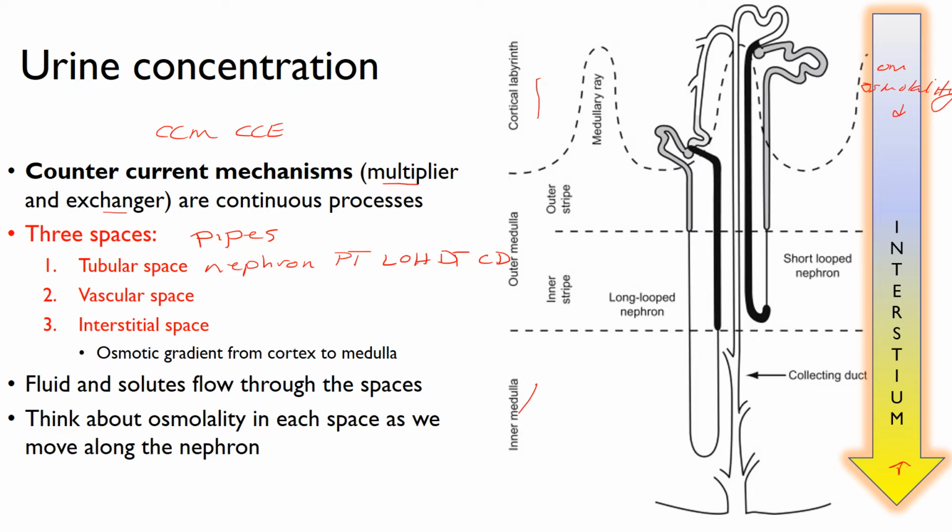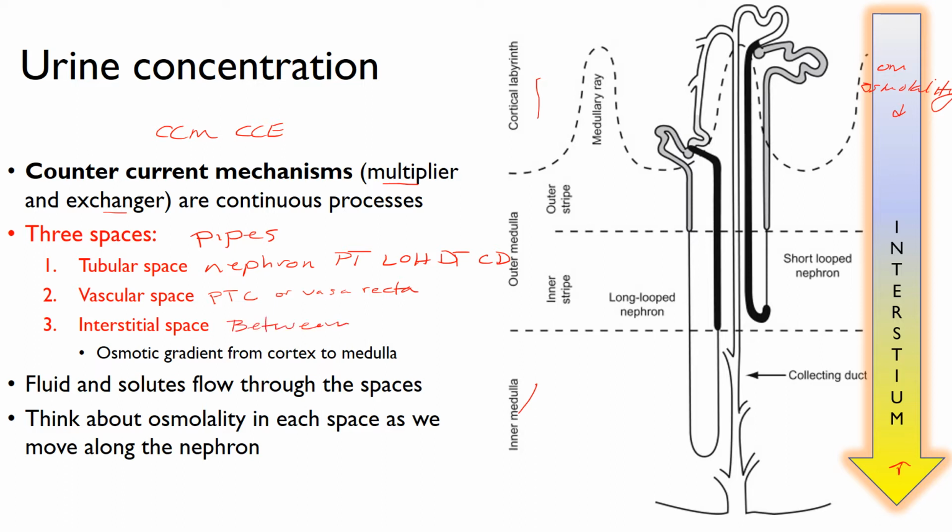Also keep in mind there is a separate space that is for the blood vessels. This is the vascular space. So these are pipes that essentially run alongside and with the nephron. So these are either the peritubular capillaries or the vasa recta. And then finally, we have the interstitial space, which is the space between everything else.